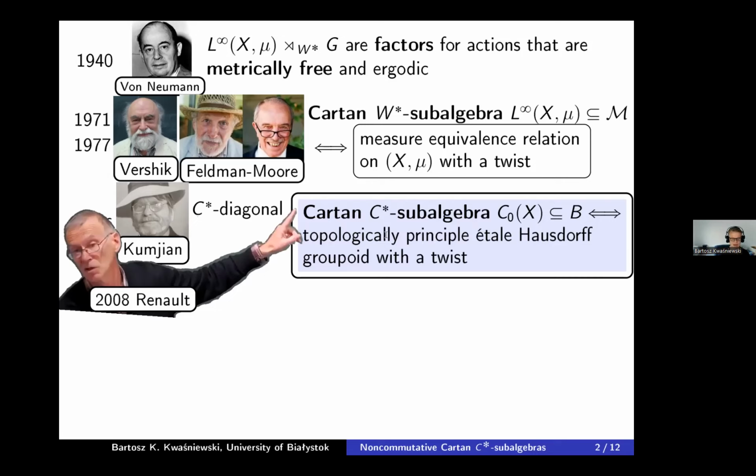So this is the right replacement for this metrical freeness, or this measure equivalence: this topological equivalence kind. Okay, and this is very important. This is a very important result. In particular, recently Xin Li proved this result that every classifiable simple C*-algebra contains a Cartan subalgebra.